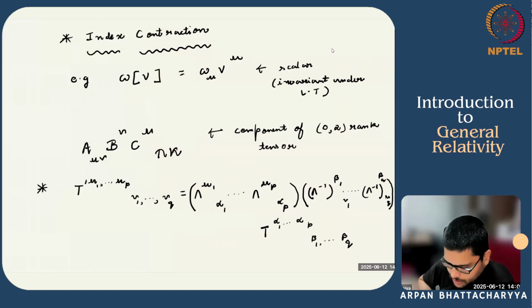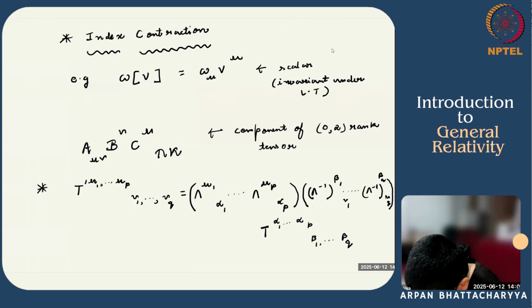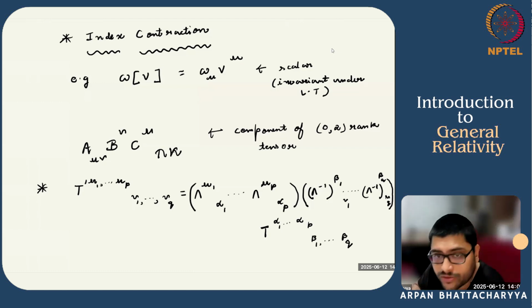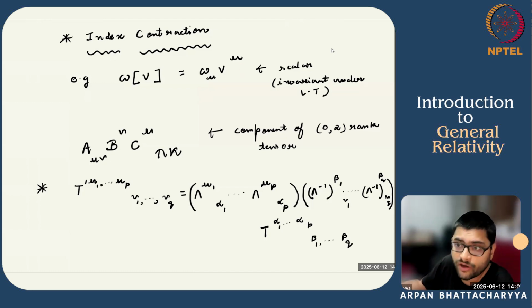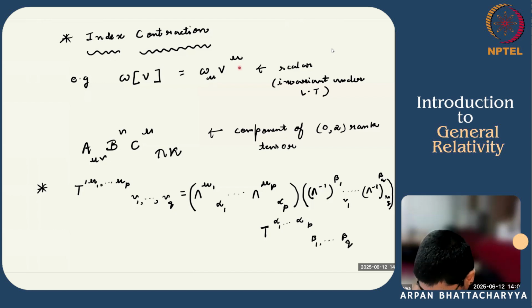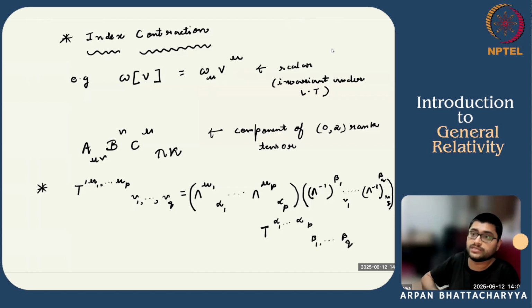Then we discussed something called index contraction. So, for example, let's take a one-form omega, and it acts on a vector v, and we can show that this gives this in terms of the components. Remember, and you notice carefully that this index mu is repeated, and repeated indices are summed over, and we call this mu index a contracted index.